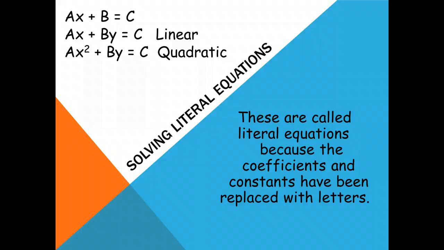These are called literal equations because the coefficients and the constants have been replaced with letters. Remember, the coefficient is the number in front of the variable. So your a's and your b's in the second two equations are coefficients. The a is attached to the x and the b is attached to the y in the linear and the quadratic equations. The constant is a number with no variable attached to it. So c is a constant in all three equations, and b is also a constant in the first equation.